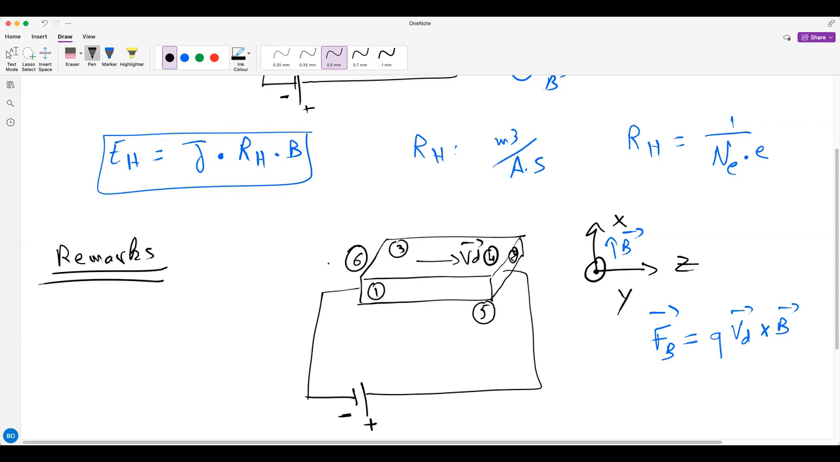So now, in which direction will the magnetic force be directed? Let me also explain. Phase number 1 and 3 are perpendicular to the y-axis. Phase number 2 and 6 are perpendicular to the z-axis. And phase number 5 and 4 are perpendicular to the x-axis. Now, in which direction will this magnetic force be directed?